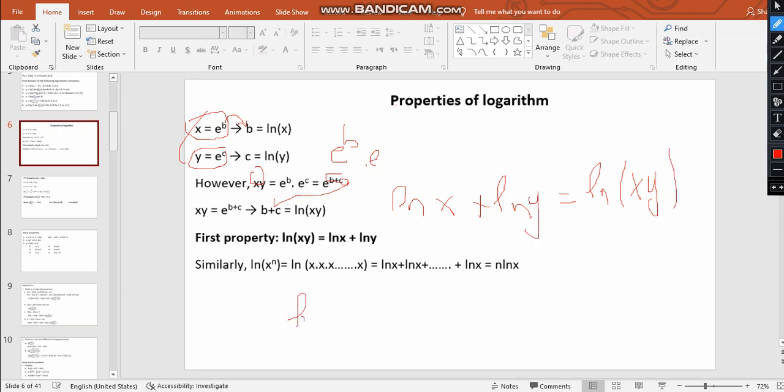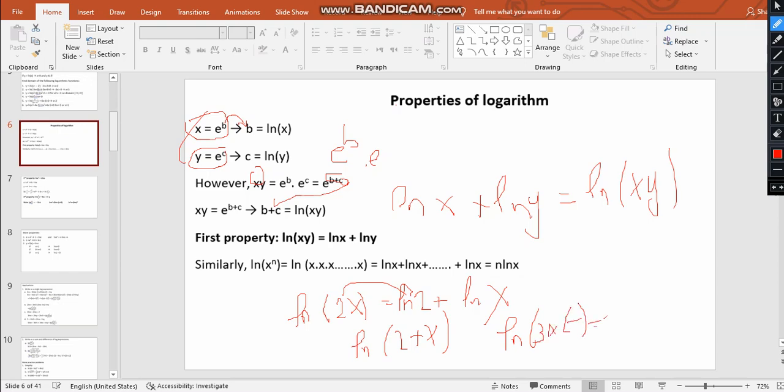For example, ln 2x is equal to ln 2 plus ln x. Ln of 2 plus x, you don't have a property; you cannot split it. But if you have a product, ln 2x is ln 2 plus ln x, and ln 3xt is ln 3 plus ln x plus ln t.